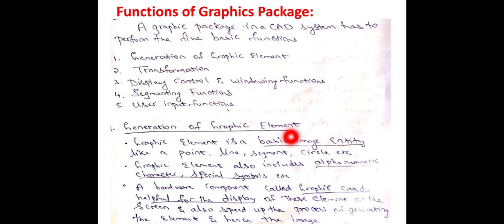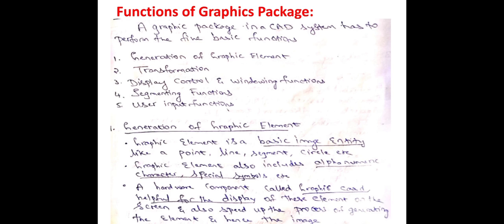Generation of graphic element. As the name itself indicates, a graphic element is a basic image entity like a point, line segment, circle, etc. Graphic element also includes alphanumeric characters and special symbols, etc. A hardware component called graphics card helps in the display of these elements on the screen and also speeds up the process of generating the element and hence the image.